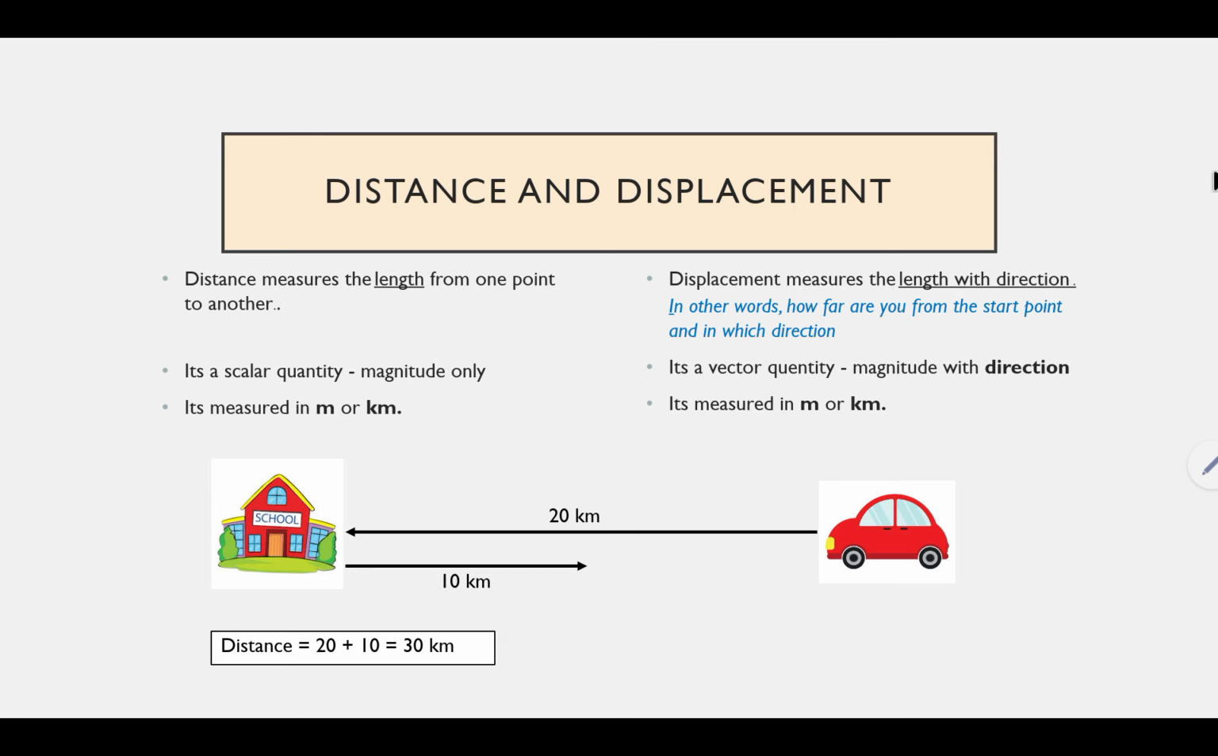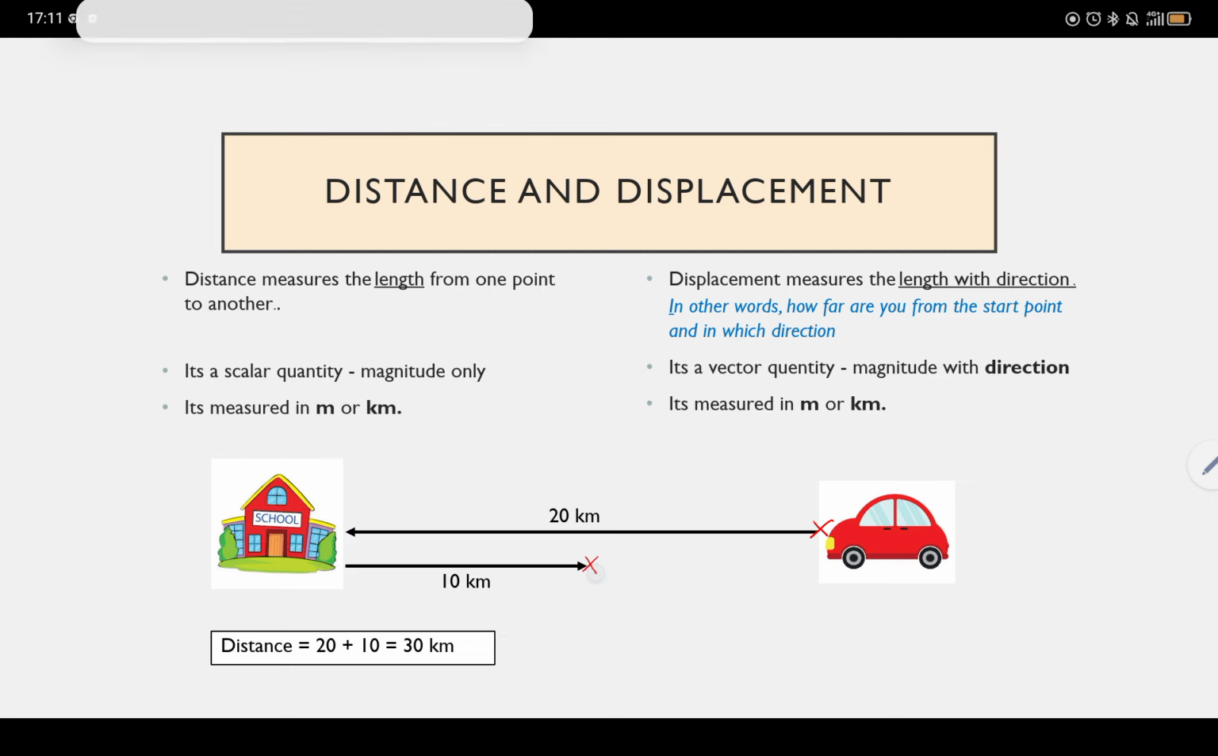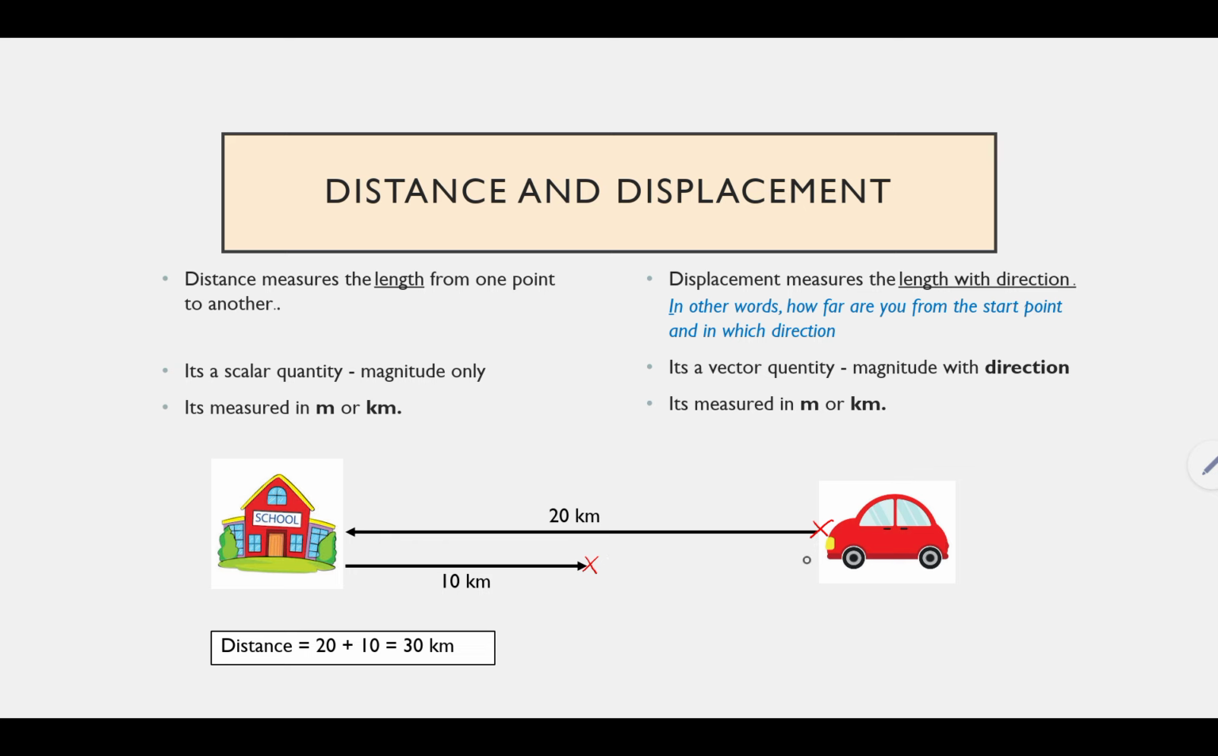However, for displacement, I need to get the length with the direction, but from the starting point to the end point. So actually, I'm getting the distance from here. The guy went all the way, but where's the end point? It's here. So I only need the distance from the start point to the end point. If I want to get the displacement, I will not add like I did with the distance, especially since they are in opposite directions.